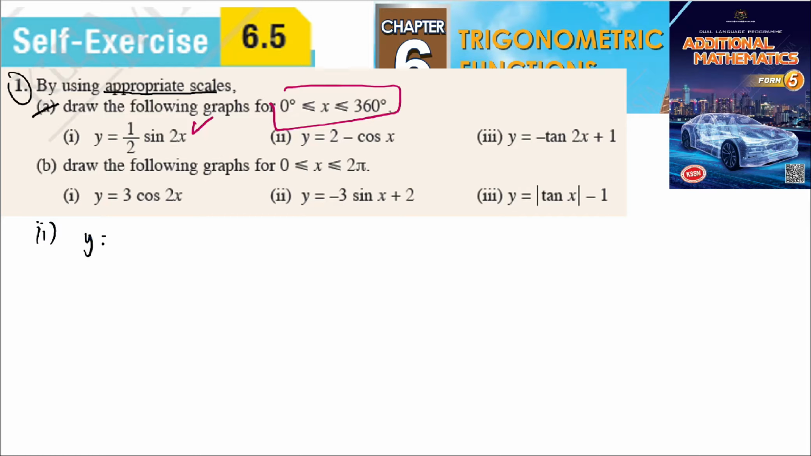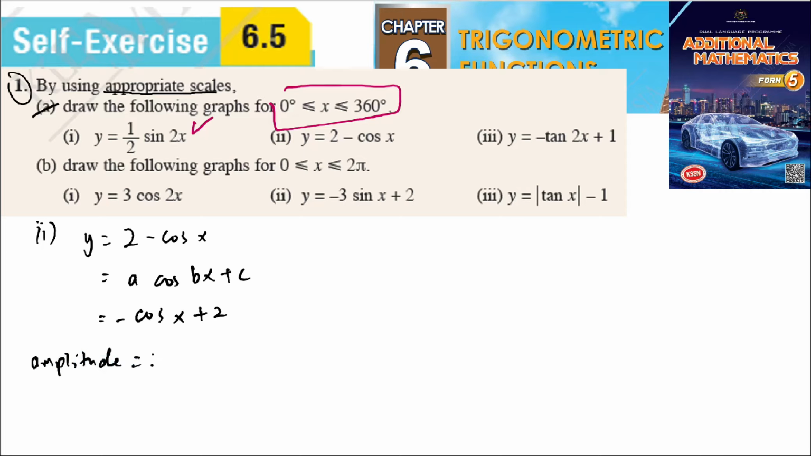Next, y is equal to 2 minus cos x. We know that we can arrange it in terms of a cos bx plus c, right? So this one we get negative cos x, plus 2. So we see here negative 1, so we have the amplitude. Negative cos is actually negative 1 cos. So we know that the amplitude is equal to 1.